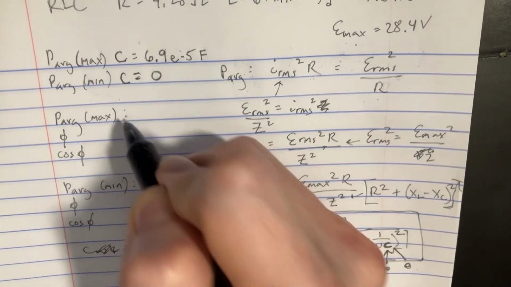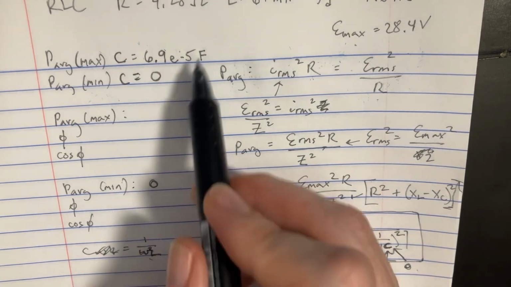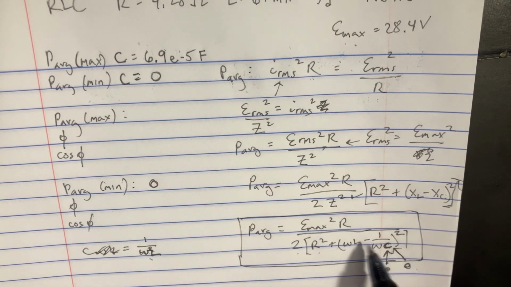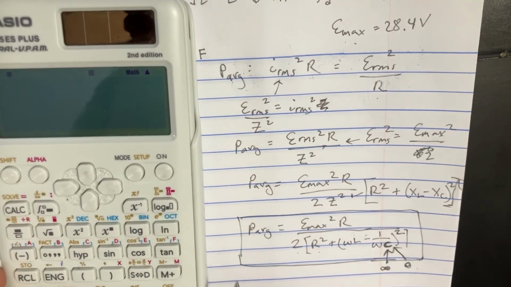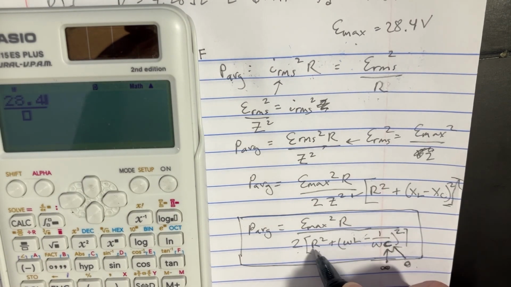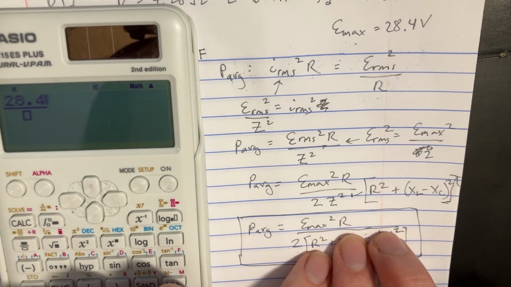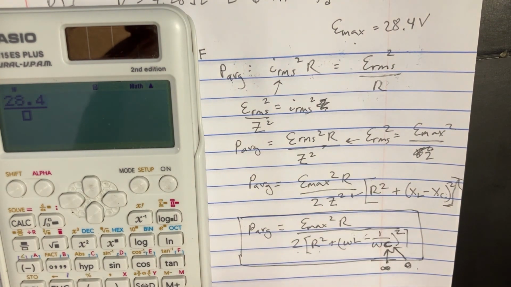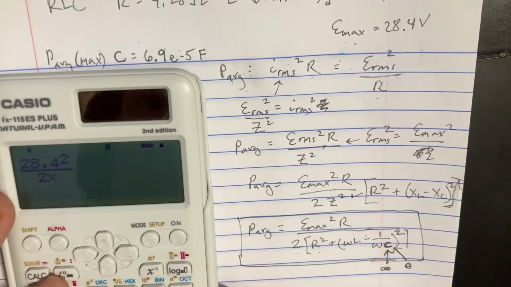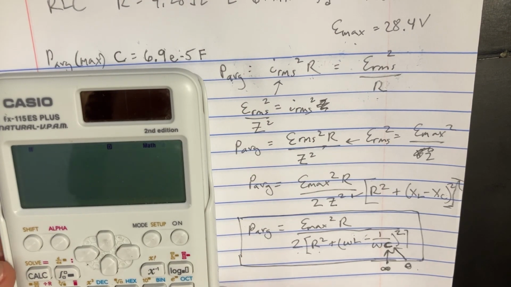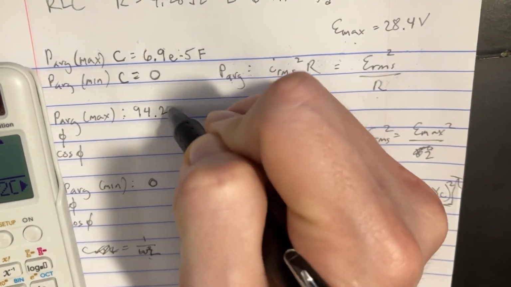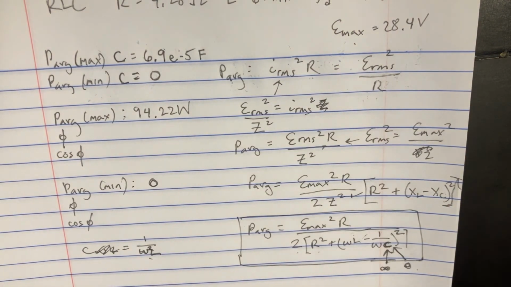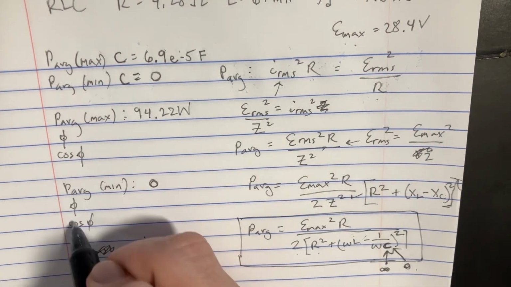But we also want to figure out what the maximum was, and that was when the capacitance was equal to that. So that's when these things are gone, and we can actually figure out what the maximum power is by using the calculator and getting rid of this factor. So let's see, it would be the E max, 28.4, and then if we got rid of all this, there would be R squared on the bottom, but there's R on top, so there's just the R on the bottom. So it's the square there times 2 times the R, which is 4.28. And so that is going to be the maximum power, so 94.22 watts.